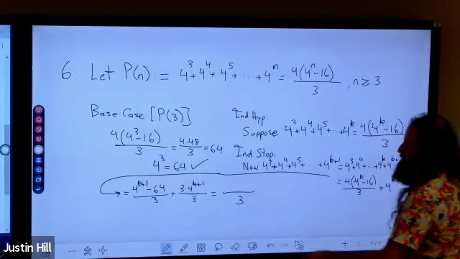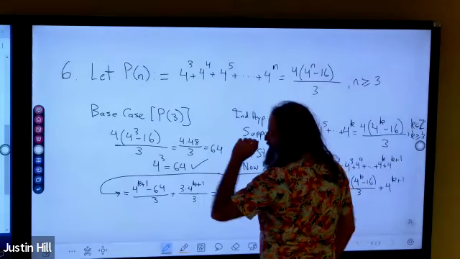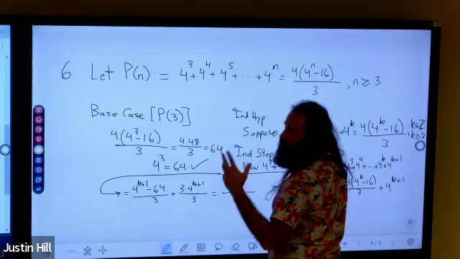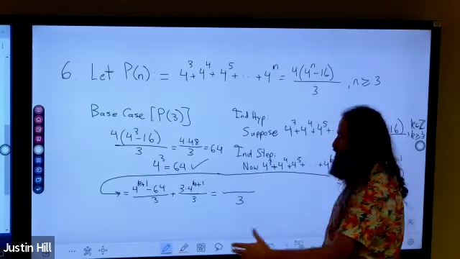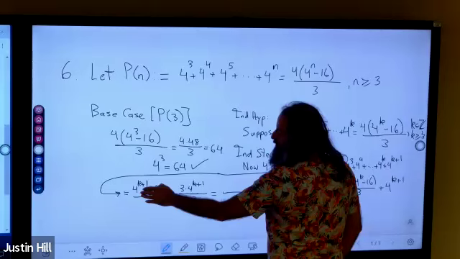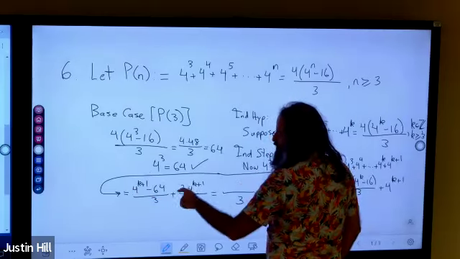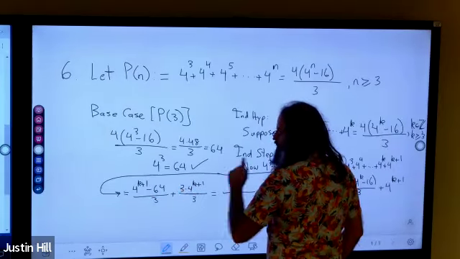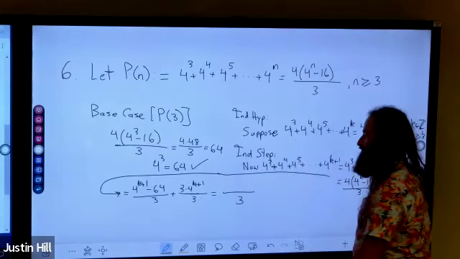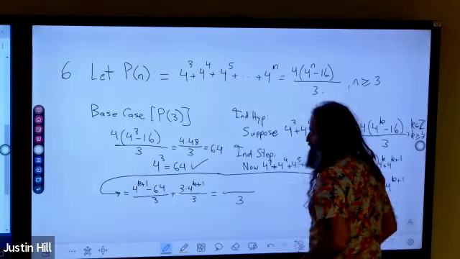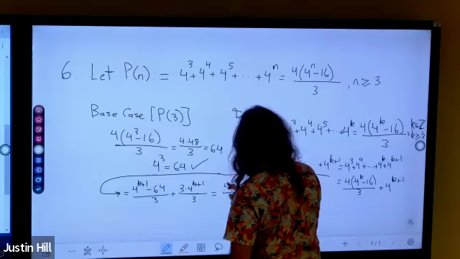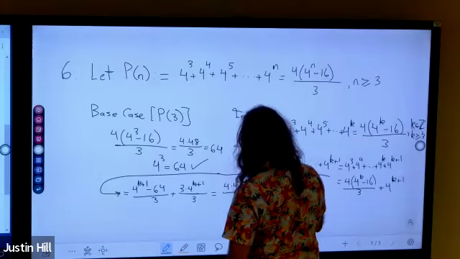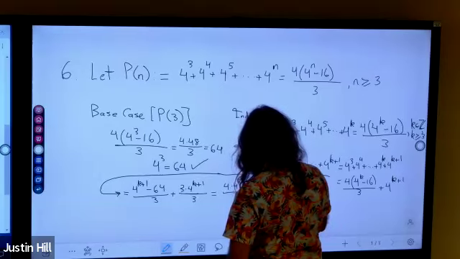And notice we have some tricky, clever, but also curious algebra here, which is what makes this work. Here we have one 4 to the k plus 1, and notice I'm going to be adding three 4 to the k plus 1s. One of them plus three of them is four of them. So this combines to 4 times 4 to the k plus 1 minus 64.